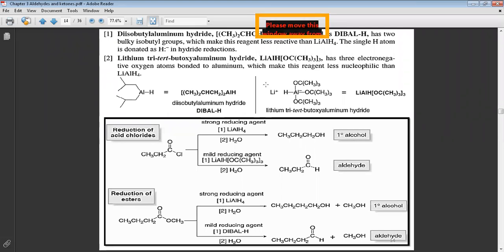Take this example. What is the difference if you use lithium aluminum hydride or a mild reduction reagent like lithium tri-tertiary-butoxy aluminum hydride? Take this acetyl chloride, an acid derivative from acetic acid, and it will react with the strong reducing agent, lithium aluminum hydride.